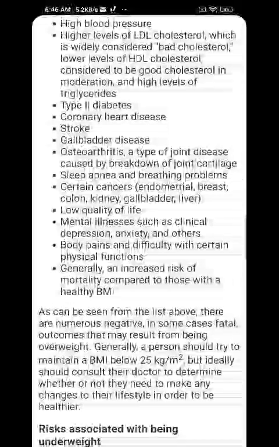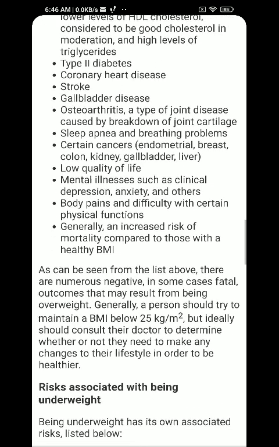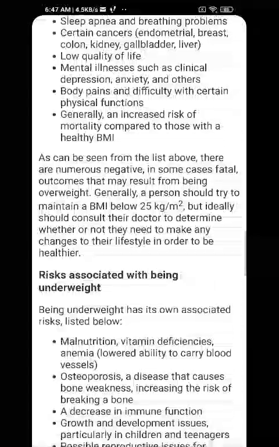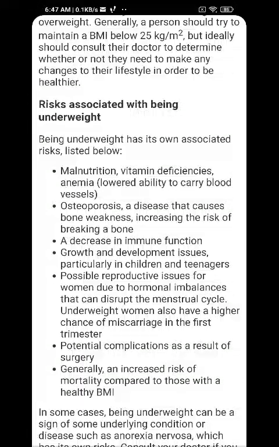As can be seen from the list above, there are numerous negative, in some cases fatal, outcomes that may result from being overweight. Generally, a person should try to maintain a BMI below 25 kilograms per square meter, but ideally should consult their doctor to determine whether or not they need to make any changes to their lifestyle in order to be healthier.